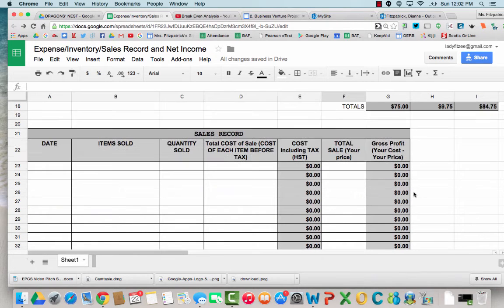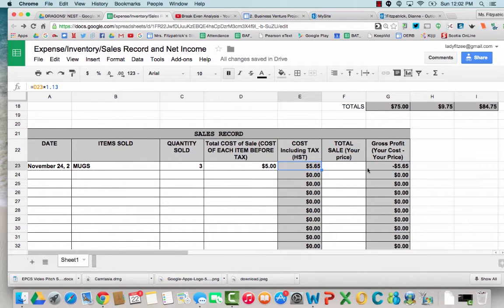With respect to your sales now, I want you guys to keep track on a daily basis of what you're selling as well. So let's say the next day, November 24th, I sold mugs, because that's what I'm selling. And let's say I sold 3 of them. And we know that they were $5 each. And I have this set up to calculate your cost, including the tax, because in order for us to calculate our gross profit now, we're going to include that.